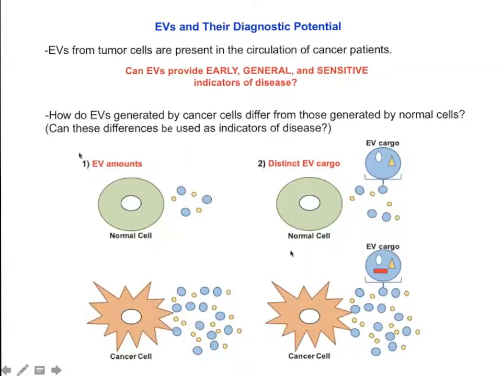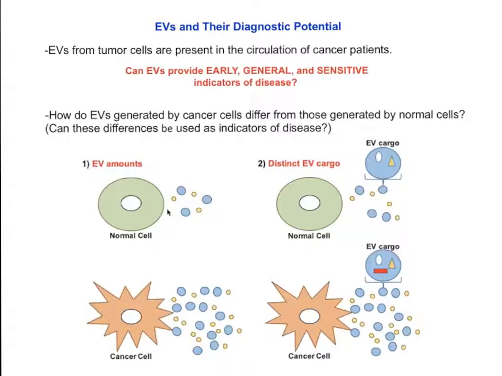The first, shown here on the left, is EV amounts. So it's been reported that cancer cells generate large numbers of extracellular vesicles, whereas their normal cellular counterparts are able to produce vesicles, but to a much lesser degree. So one of the ideas is that if you have a threshold that's normally occurring in the blood, and the number of EVs in the bloodstream from a patient is increased beyond a certain level, that maybe that could be used as an indicator of cancer.